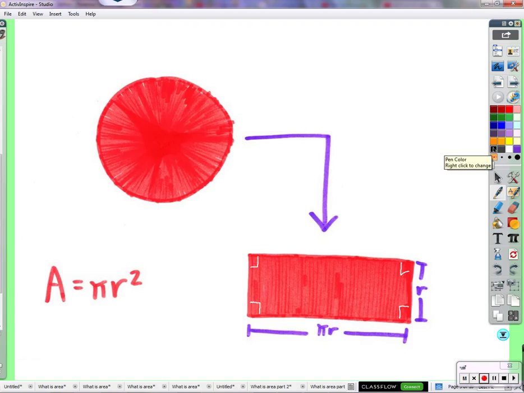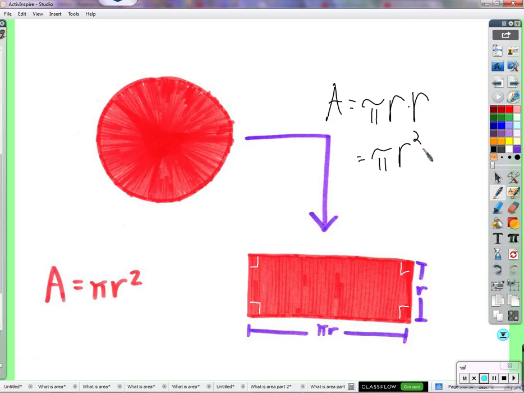Base times height. What's the base? Pi r, half the circumference. What's the height? R, the radius. So the area is equal to pi times r times r. Now what's r times r? How can I write that? R squared. R times r is r squared. 2 times 2 is 2 squared. 5 times 5 is 5 squared. So pi r squared. There's the formula for the area of a circle.